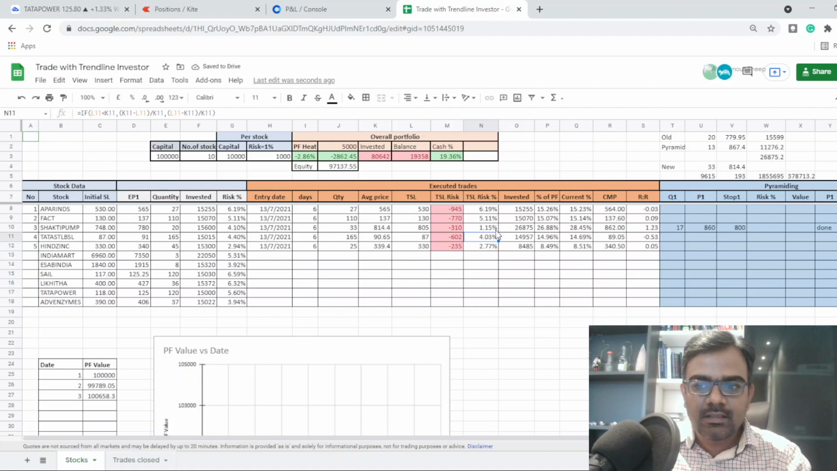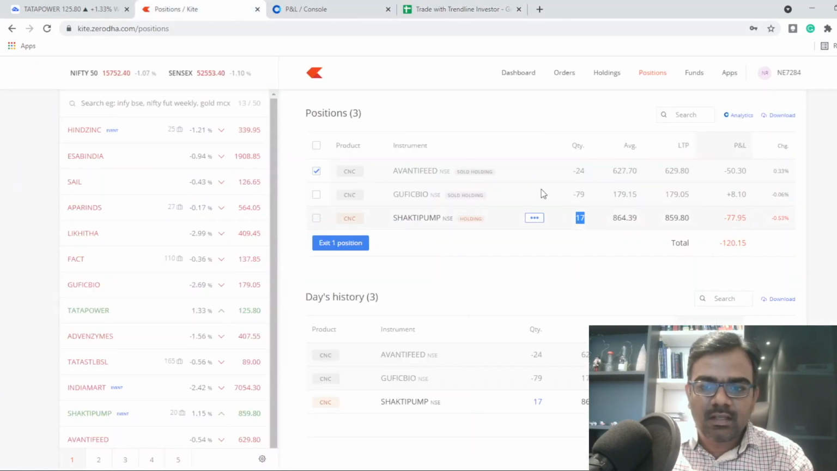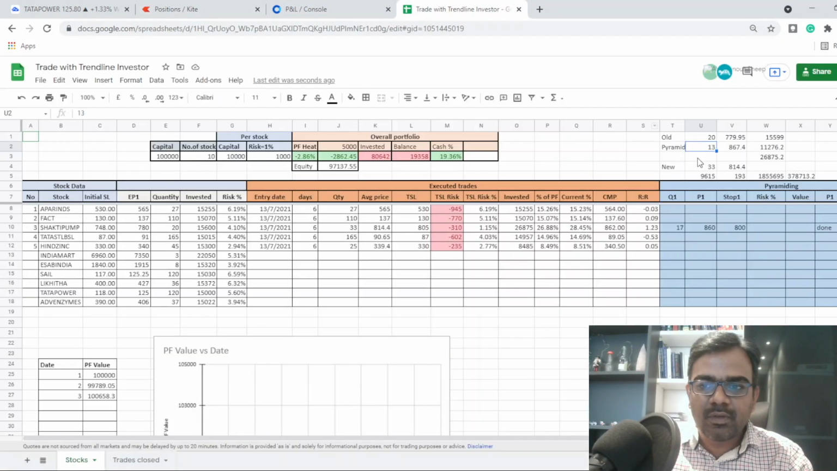Okay, so this is our current holdings, and yeah, so today we added how many stocks? So we added 17 stocks at 864.39. So I'm going to update this pyramiding here. 864.39 was our new stock entry. So we have 37 stocks. So Shakti Pump should be updated to 37 here, right? And our average cost is 818.746. So our new risk on Avanti is 0.5%, right?